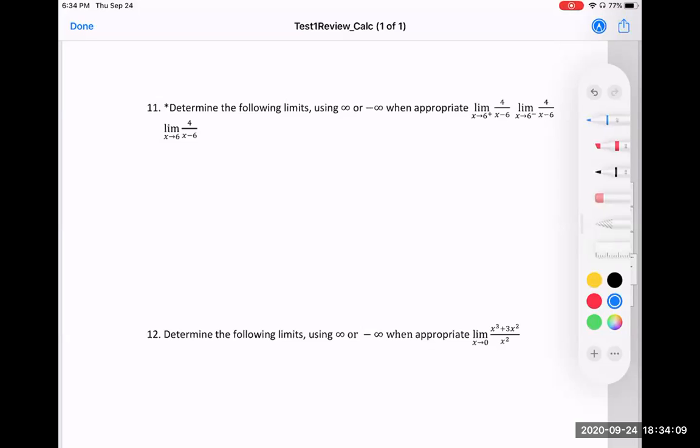Okay, so let's take a look at each one separately. Oh, hold on. My cat got loose.